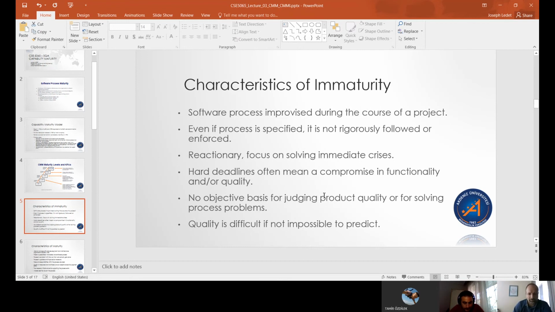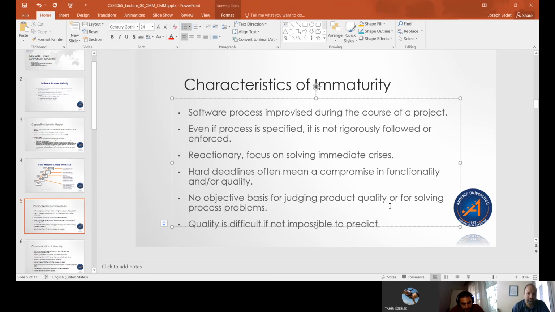Some other things. The quality is difficult, if not impossible, to predict. One of the nice things about having a software process is we can have a pretty good idea of what level of quality our final product is going to have.